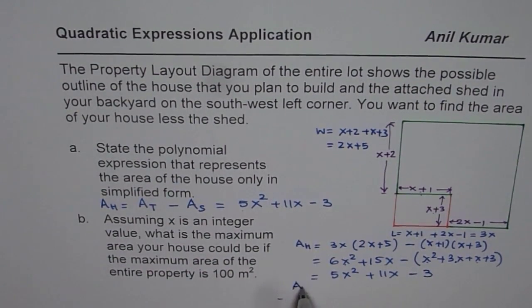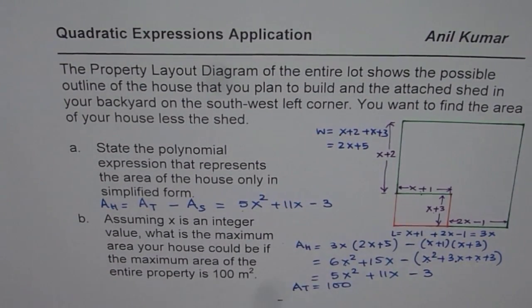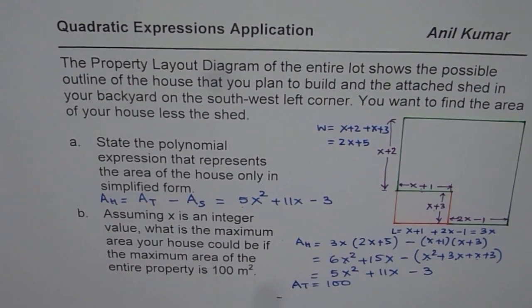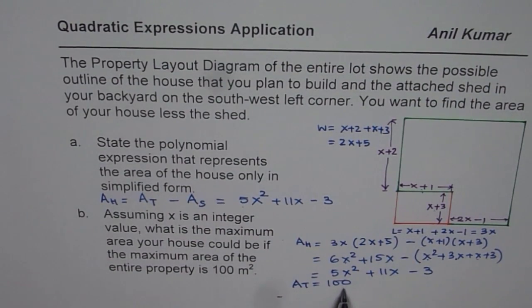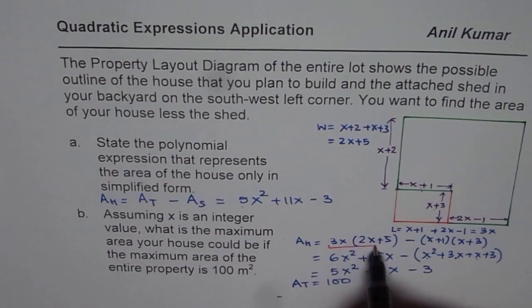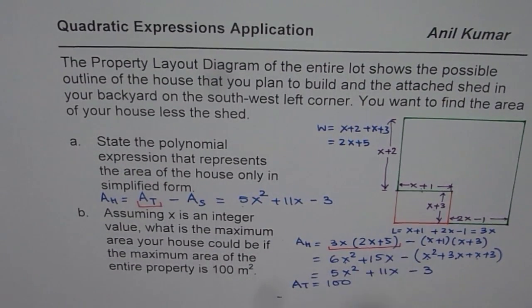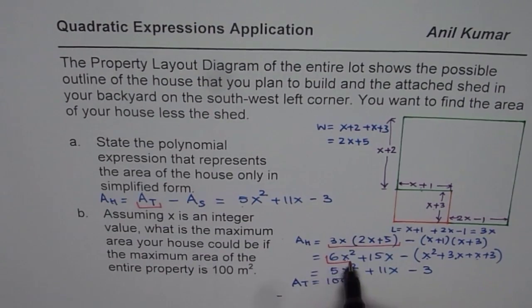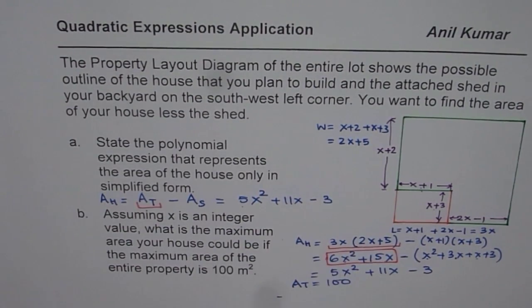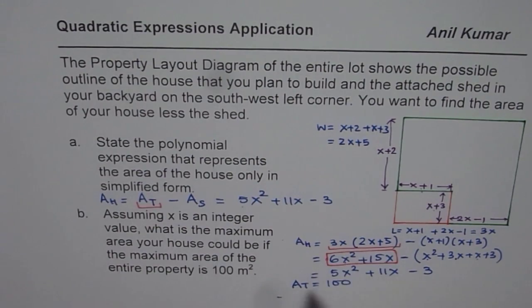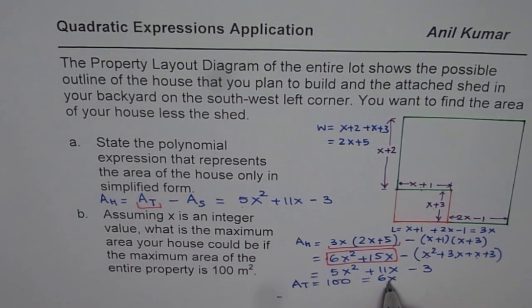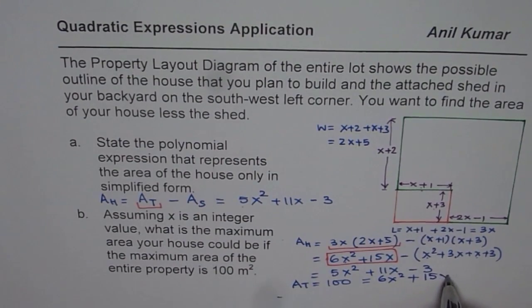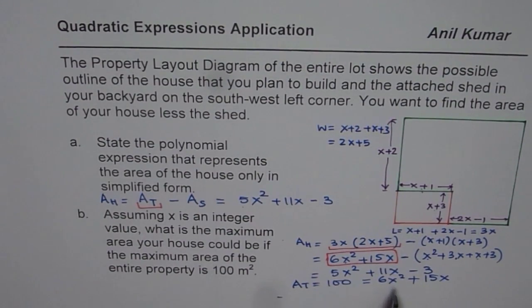So what we are given is A total is equal to 100. That is what we are given. So for that, we have to find the value of x. Now what is total area? Total area we calculated, and let me highlight here, this is the total area, right? A total, correct? So this total area is 6x squared plus 15x. So what we will do is, we'll equate 100 to 6x squared plus 15x, right? So what integer value of x will give us a value close to 100?